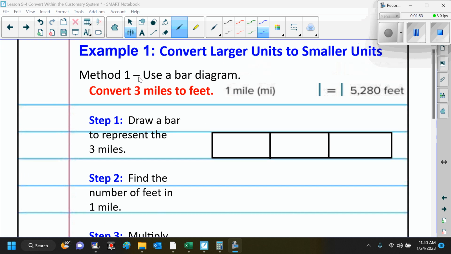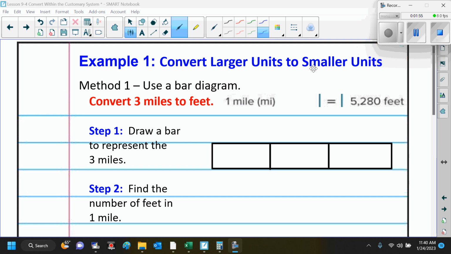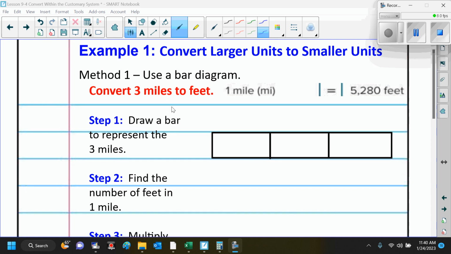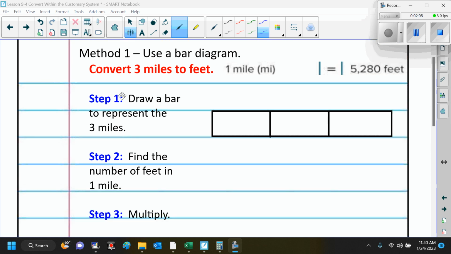So for example 1, when we are converting larger units to smaller units, the first example is to convert 3 miles to feet. Step 1 is to draw a bar to represent the 3 miles. So you're going to write, this is the bar, and each one of these is 1 mile. This is 1 mile. This is 1 mile. And this is 1 mile.